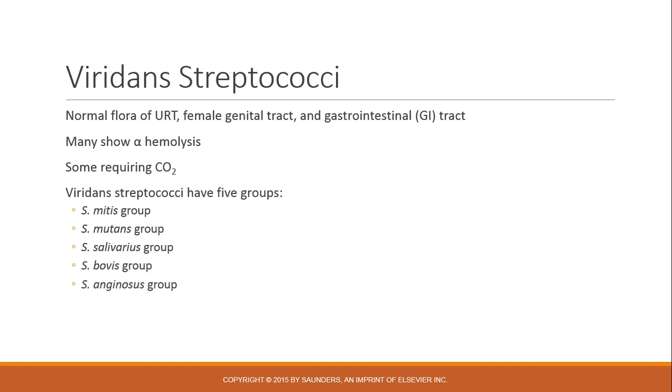Viridans Streptococcus, this is normal flora in the upper respiratory tract. It's alpha hemolytic, so many times when we get a sputum culture and we're looking for strep pneumo, we're differentiating it from this organism that is normal flora. It's very normal in the genital tract and the GI tract. Some might require CO2 to grow. These are the different organisms that are in that group, but I don't want you to memorize those. We're just calling them Viridans Streptococcus. They're like the leftovers.